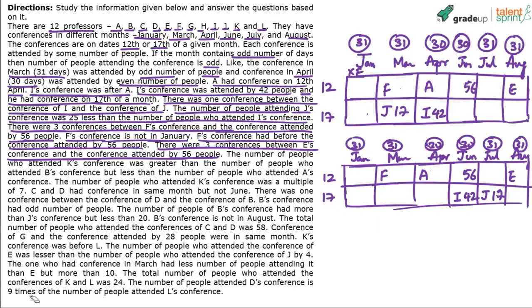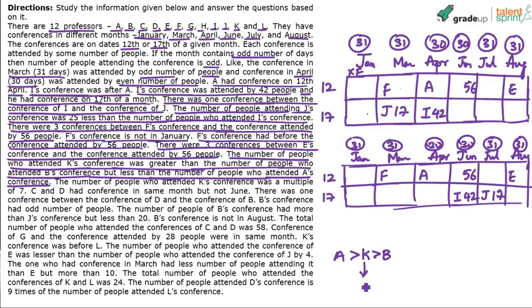Okay, now read the point. What is the point given to us? The number of people who attended K's conference was greater than the number of people who attended B's conference. K was greater than B. But less than the number of people who attended A's conference. K was less than A. So basically K comes between A and B, right? So this inequality you have to remember. K comes between A and B. It will be useful later, not now. The number of people who attended K's conference was a multiple of 7. Also note that K is a multiple of 7. Again, this also will be useful later.